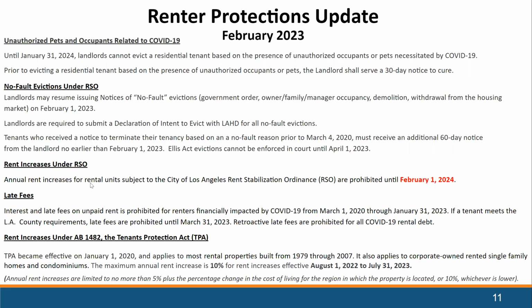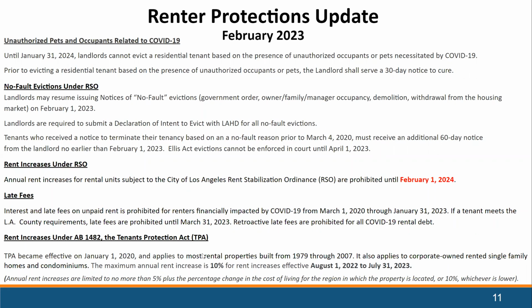Additionally, if a tenant also meets the LA County requirement, meaning they're both low income and were COVID impacted during the months of February and March of 2023, they have an additional 2 months where they do not have to pay the late fees. And note that retroactive late fees are prohibited for all COVID-19 rental debt.